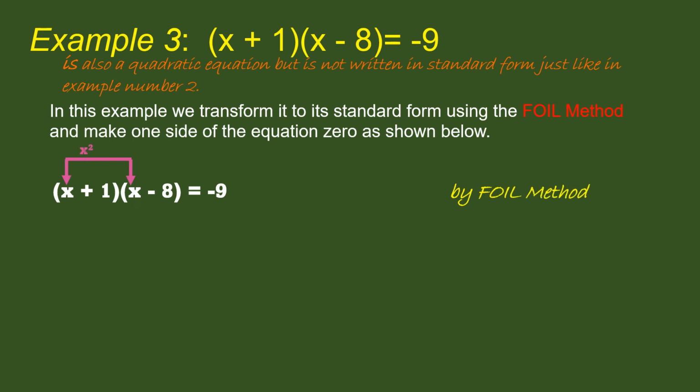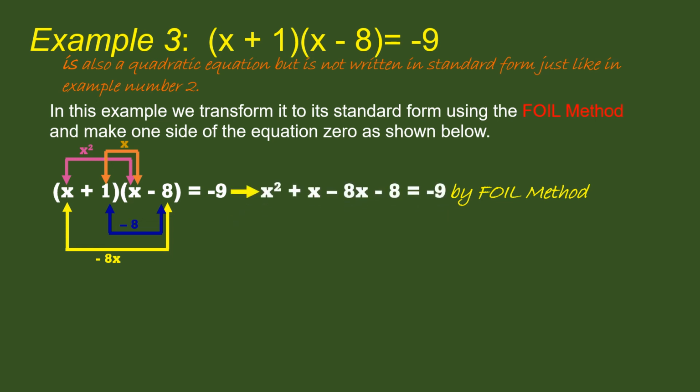Using the FOIL method, we multiply the first terms, x times x, we get x squared. The outer terms, x and negative 8, we get negative 8x. The inner terms, positive 1 times x is x. The last terms, negative 8 and 1 is negative 8. Therefore, we got x squared plus x minus 8x minus 8 is equal to negative 9.